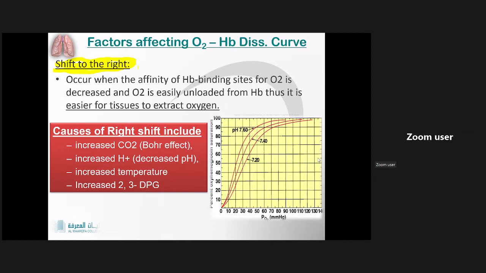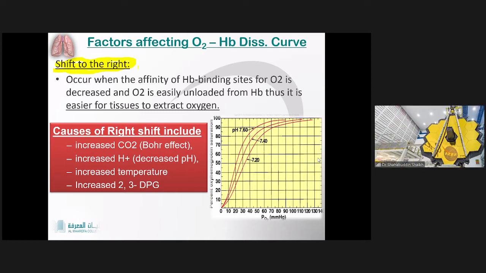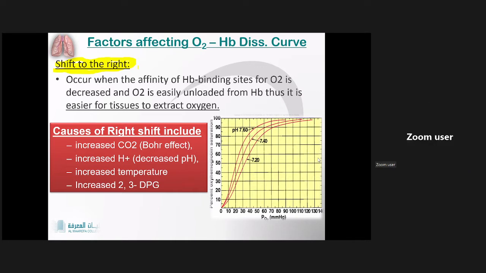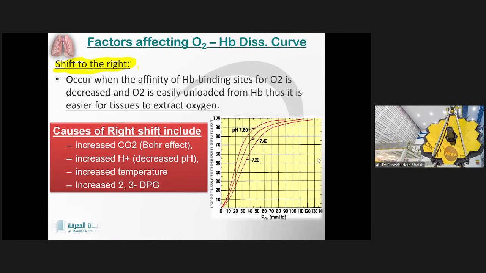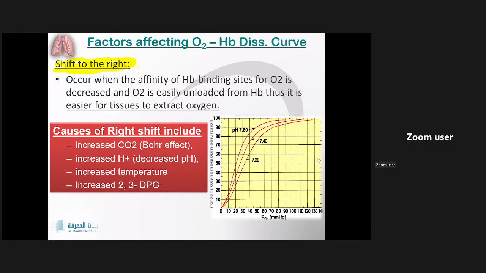Is there any difference between diphosphoglycerate and biphosphoglycerate? No difference. Di and bi are the same. Some books write BPG and some books write DPG. Same thing.